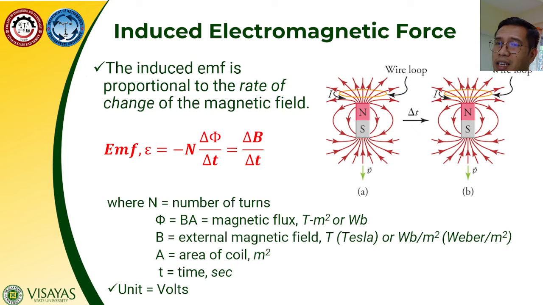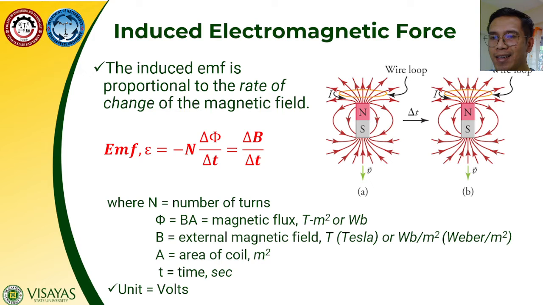Experiments such as this one show that the induced EMF is proportional to the rate of change of the magnetic field. Mathematically, we can express EMF, or lowercase epsilon, as equal to negative N times delta phi divided by delta t, which is also equal to delta B over delta t, wherein N is the number of turns, and phi is equal to BA, or the magnetic flux. Its unit is Tesla meter squared, or Weber.